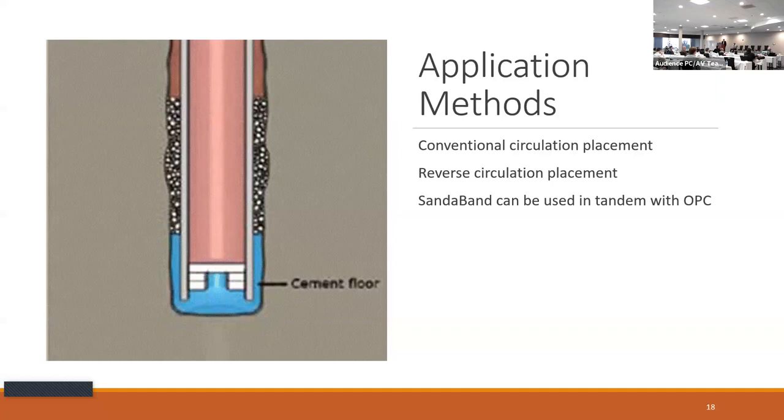Application method could probably be used for especially the large casing applications we're talking about, with the large annulus to start with. It could be used either in tandem with regular Portland cement or by itself. Depends on how daring you are. But you could easily put cement around the shoe and put this stuff as a lead.